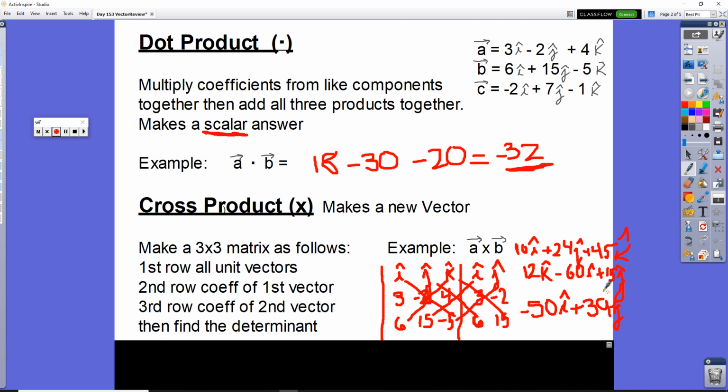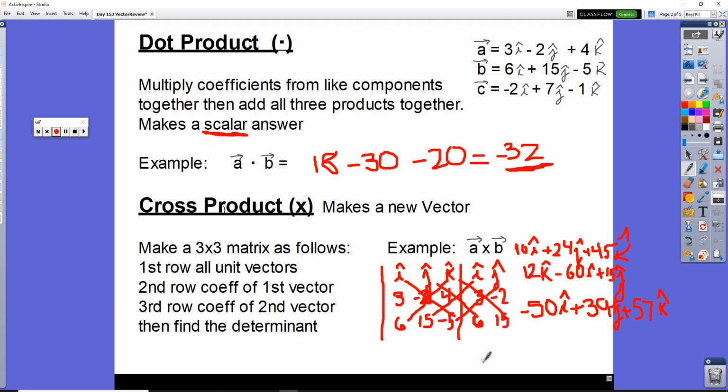And last but not least, putting the k's together, I think I've got 57k. Remember, cross product is not commutative. So if somebody gave me those same 2 vectors and I put them in reverse order, I'm going to get exactly the opposite answer. Same numbers, but every single sign will be the opposite of what you had. That's called anti-commutative. Dot product is commutative, cross product is anti-commutative.